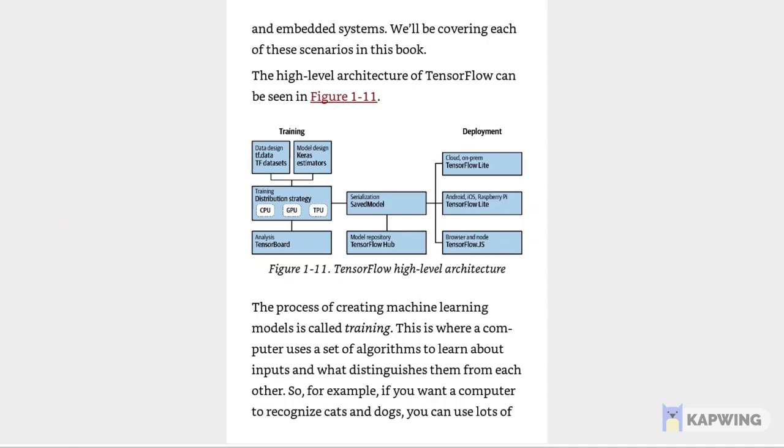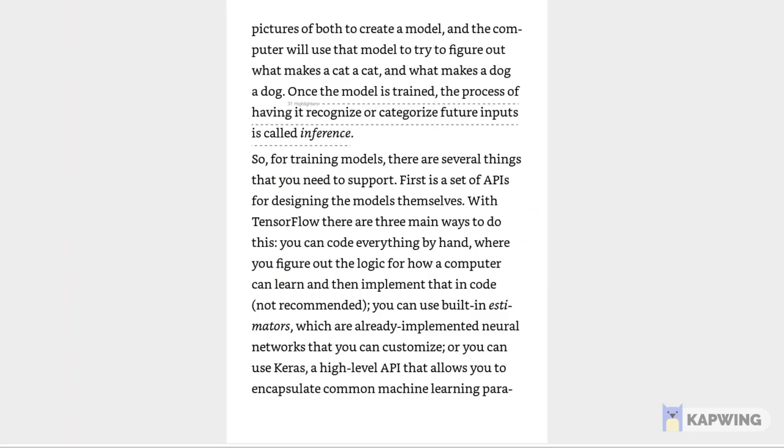First, the process of creating a machine learning model is called training. For example, if you want a computer to recognize cats and dogs, you can use a lot of pictures of both and create a model. And the computer will use the model to try to figure out what makes a cat a cat and what makes a dog a dog.